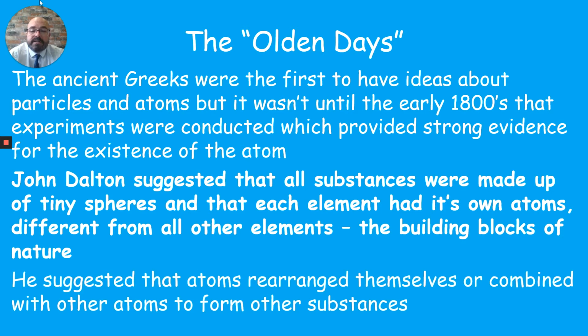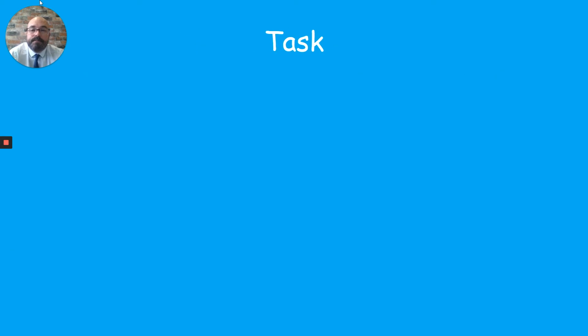He also suggested, though, that these atoms could be rearranged and recombined. So we'd started to think about compounds. So, for example, we know that water is a compound of hydrogen and oxygen atoms that are chemically joined together. So that would back up what Dalton was saying.